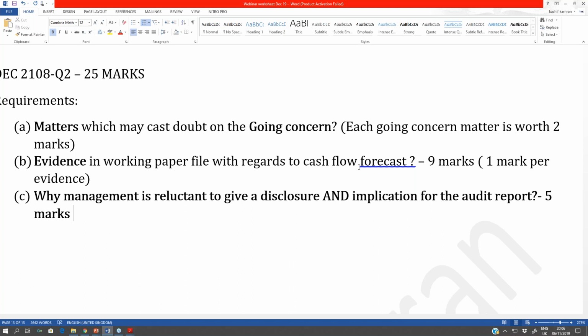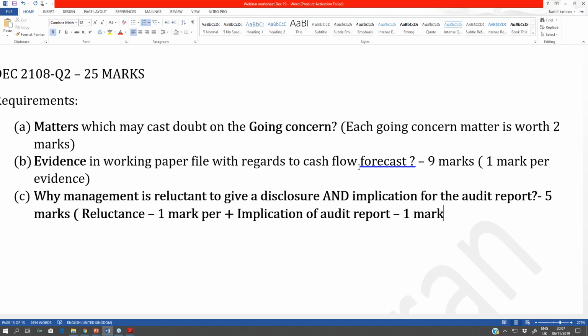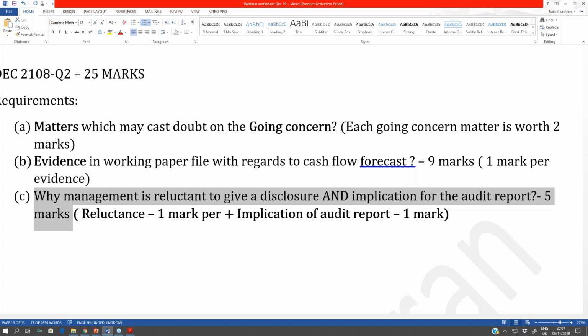So for every reluctance of management you write, you will get 1 mark per reluctance. And for every implication you write, for every implication on the audit report, you will get 1 mark. So that's the marking scheme for the last requirement. So is the structure ready?